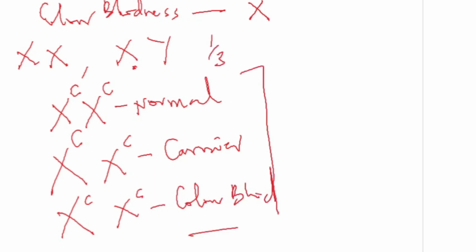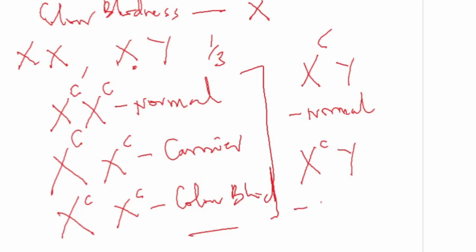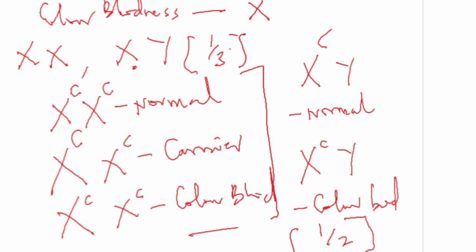But let's check the males. The males have just 2 options. So the male is going to have X capital C and Y, which is going to be a normal man. This man does not have it. And then you're going to have the unfortunate part again, which is going to be X small c and Y. So this man is what? Colorblind. This means that in the males you have a ratio of what? 1:2. So it means that if you have this and you have this in females, of course you should have it more common in the males than in the females.